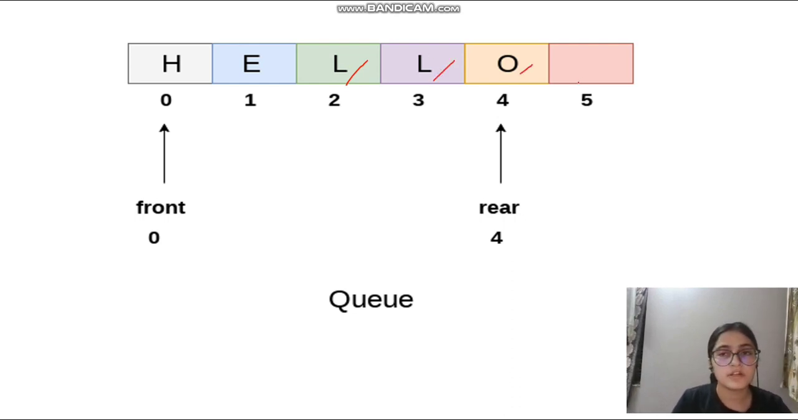If we want to insert a message 6, it will be added at index 5, and the value of rear will now be changed to 5. Rear will be shifted here.